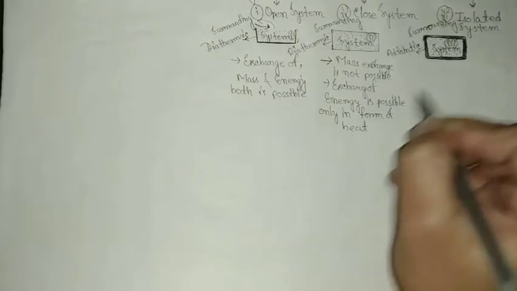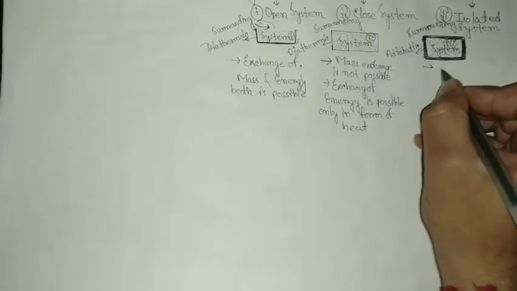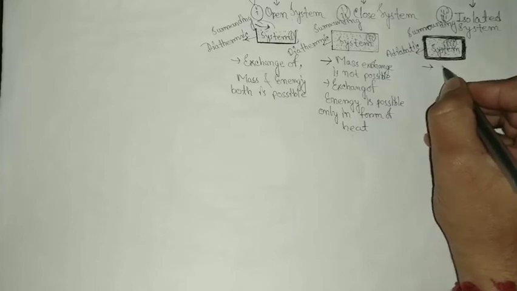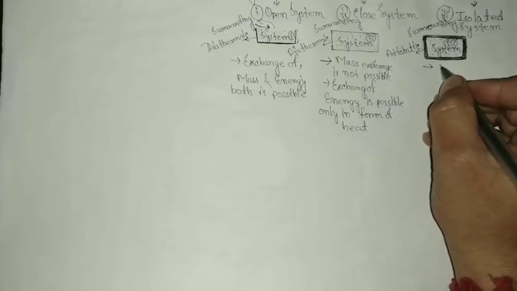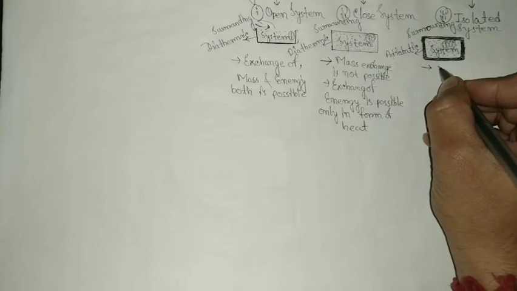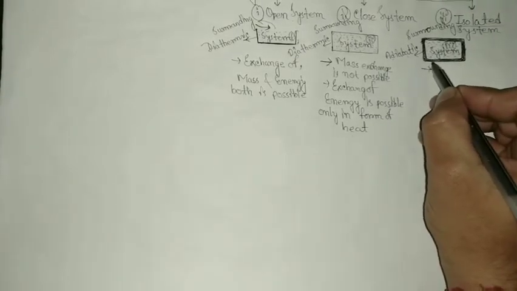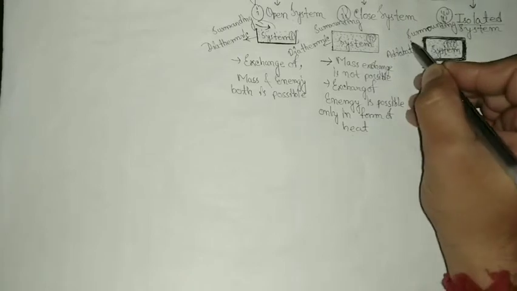And the third system is separated by an adiabatic wall, as adiabatic walls don't allow the flow of heat, so here we can't exchange both mass or energy. So here exchange of mass and energy both is not possible. So we call this type of system isolated, as it is completely isolated from the surrounding.